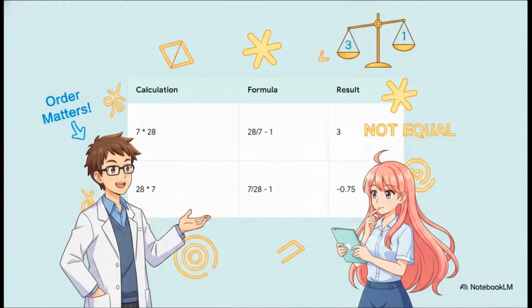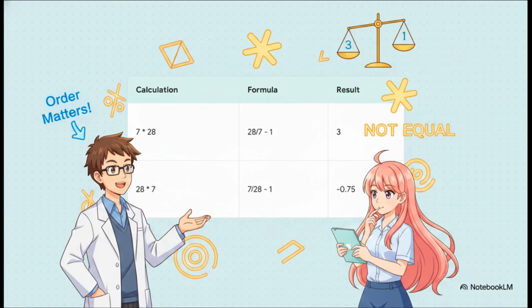And this brilliantly illustrates the biggest trap students fall into, because you can never assume basic math rules apply here. In basic multiplication, order doesn't matter, right? 7 times 4, 4 times 7, they both give you 28. That's commutativity. But these custom operations, they're often designed to be non-commutative specifically to test your attention to detail. Take the rule, a star b equals b divided by a, minus 1. Let's test 7 star 28. 7 is a, 28 is b. That gives us 28 divided by 7, which is 4. Minus 1 equals 3. Great.